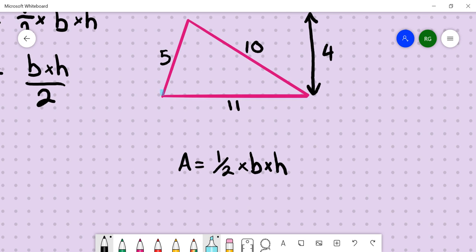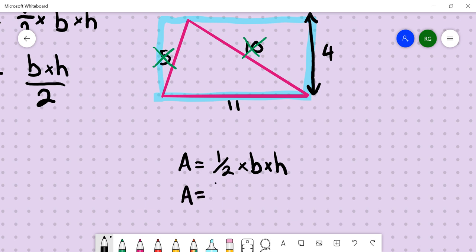I'm going to draw a box around it, like so. Now, from doing that, you can see that we don't need the 5 or the 10. I've now created a rectangle with dimensions 4 as being the height and 11 being the base of this triangle. So, get my black pen.